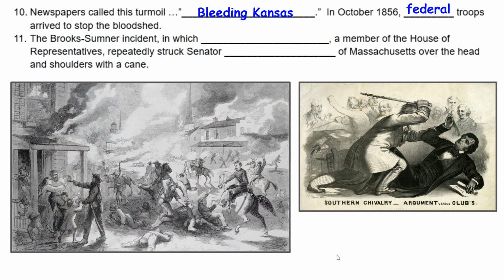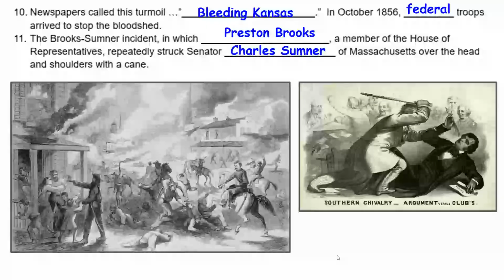In Congress, this actually became bloody. There's an incident known as the Brooks-Sumner incident, in which Preston Brooks, a member of the House of Representatives, repeatedly struck Senator Charles Sumner from Massachusetts over the head and shoulders with a cane. And you can see the little cartoon there of that happening.